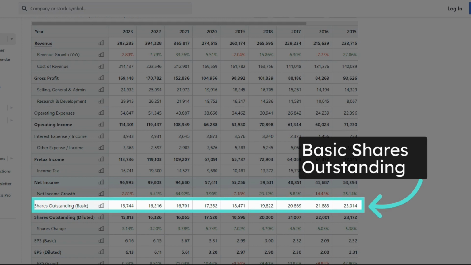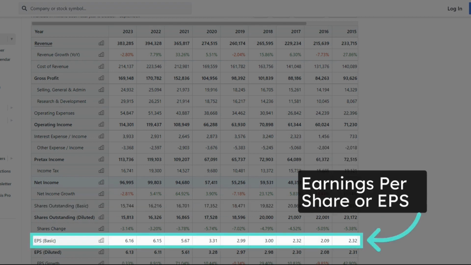Therefore, the average number of Apple's shares in the hands of investors in 2023 was about 15.74 billion shares. Basic earnings per share, also known as earnings per share or EPS, is an important measure of a company's profitability, which reflects net income divided by shares outstanding.